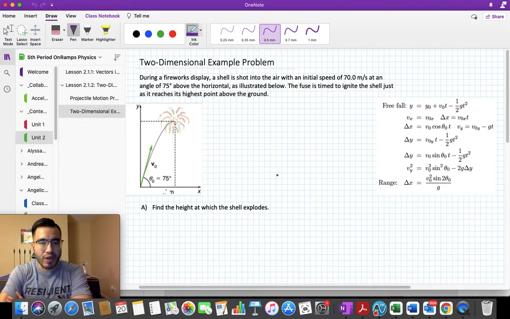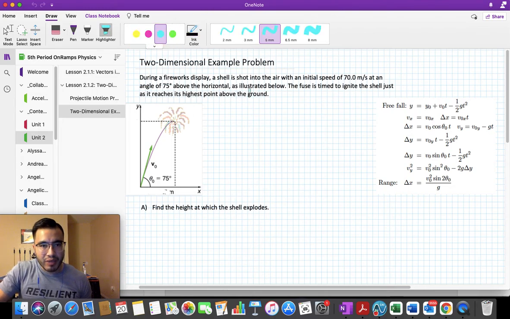And there's a few questions. There's the diagram right here. And the first thing we have to find is the height at which the shell explodes. And as we can see, let's highlight this one over here. This is important because it says that it ignites when it reaches its highest point above the ground.